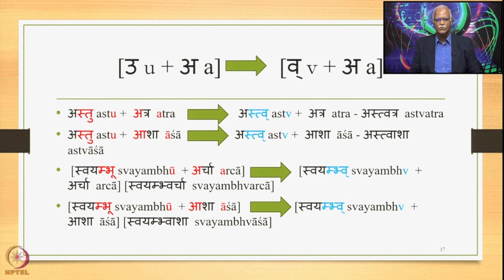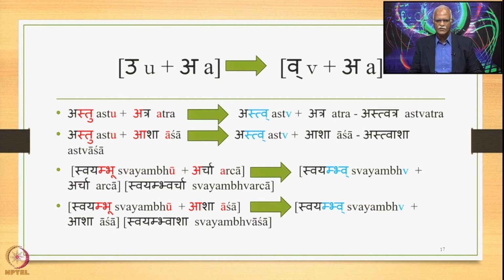Now as far as long U is concerned, long U, which is the homogeneous sound of short U, is represented by U. This long U is put as the first member of the compound, and that example is given here. Swayambhu plus Archa. These two words are put in square brackets to indicate that this is a compound. This is a samasa, and so Samhita is Nitya over here.